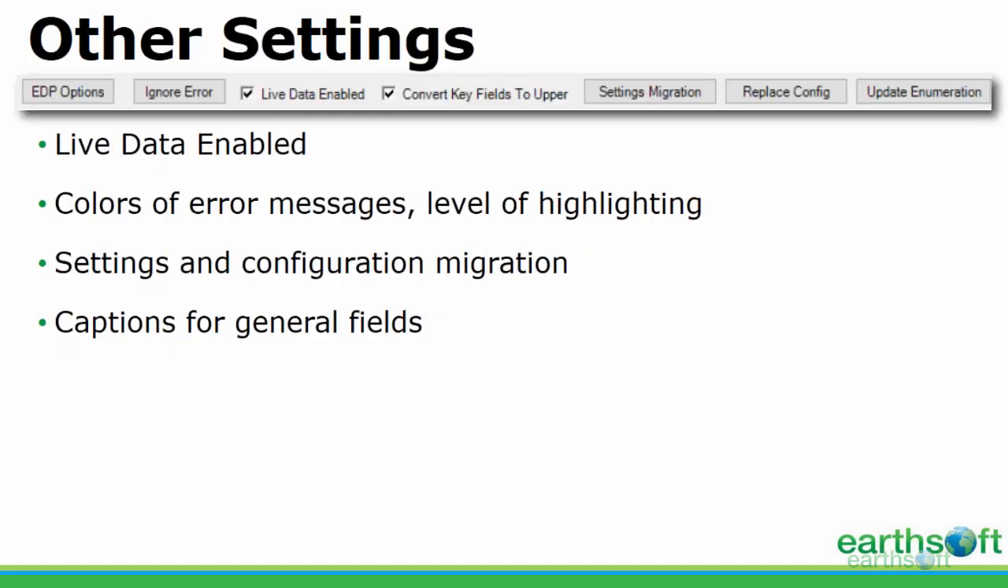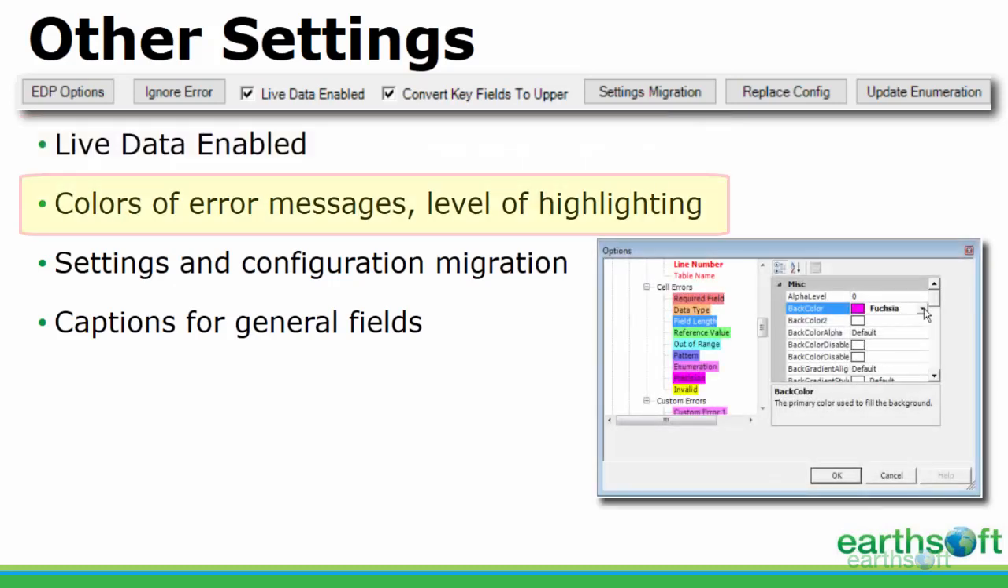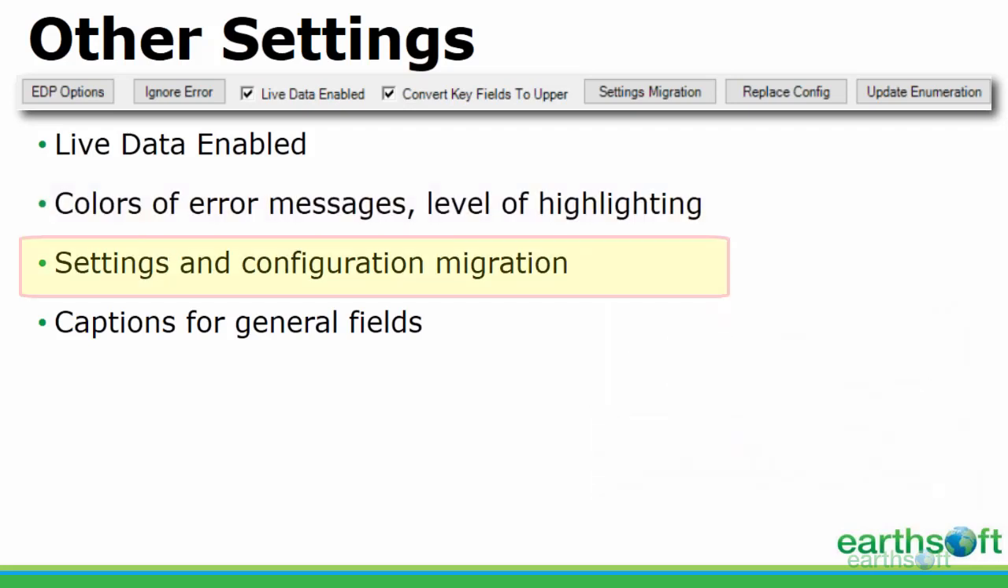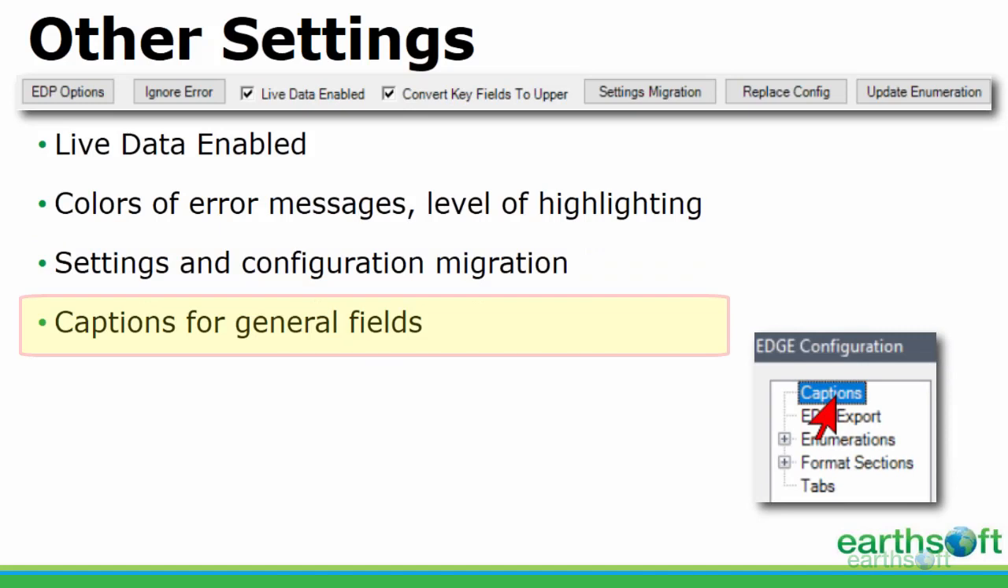And finally, there are some other miscellaneous settings we'll find in the config tool. One is to enable live data. Live is referring to Equus Live, an Equus module that's geared towards managing high volume or high frequency data, such as those coming from data loggers. We can change things like which color of highlighting we want for certain varieties of errors and where the error highlighting will occur. We can migrate our settings and configuration. We can also change some captions on general fields that we find throughout Edge.